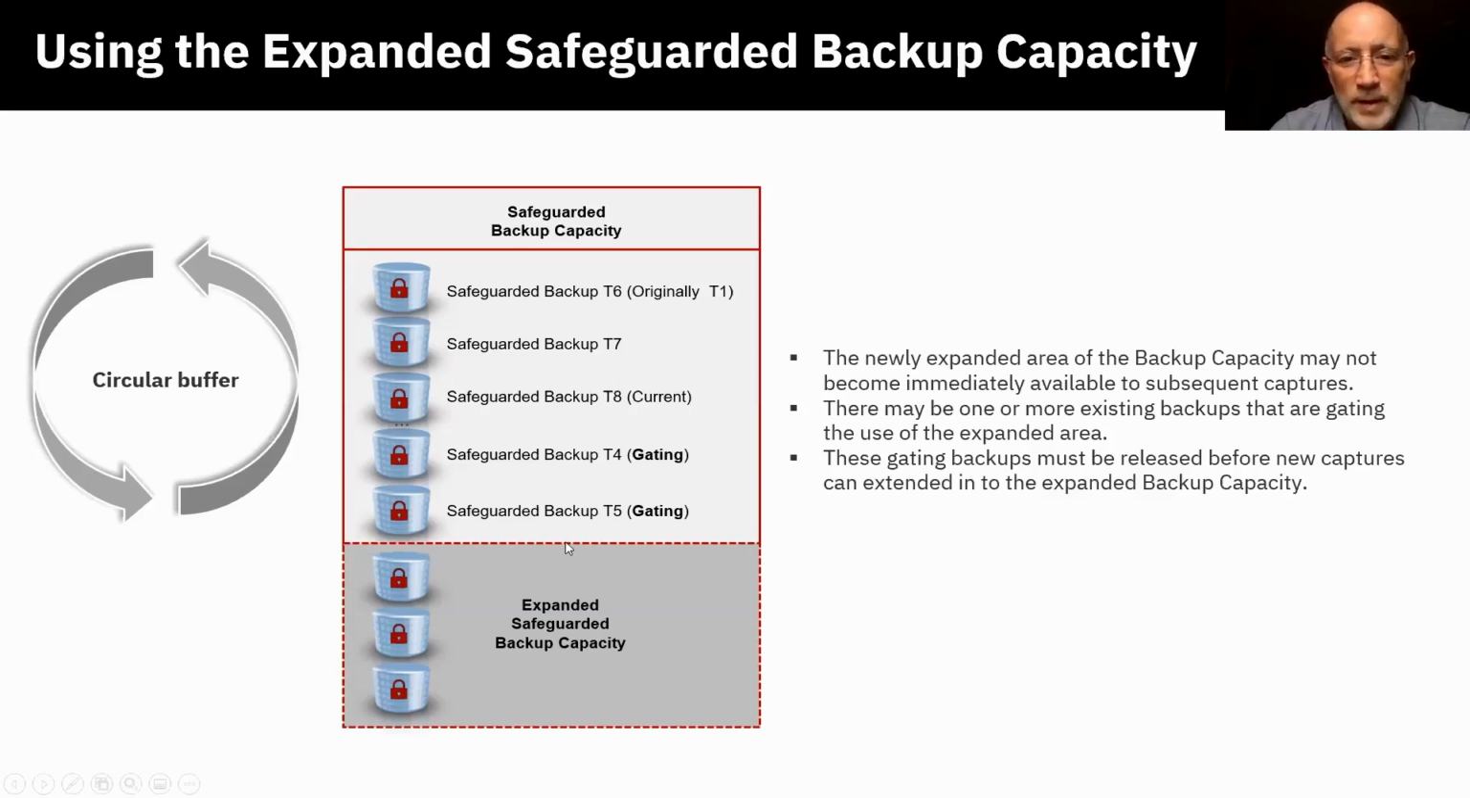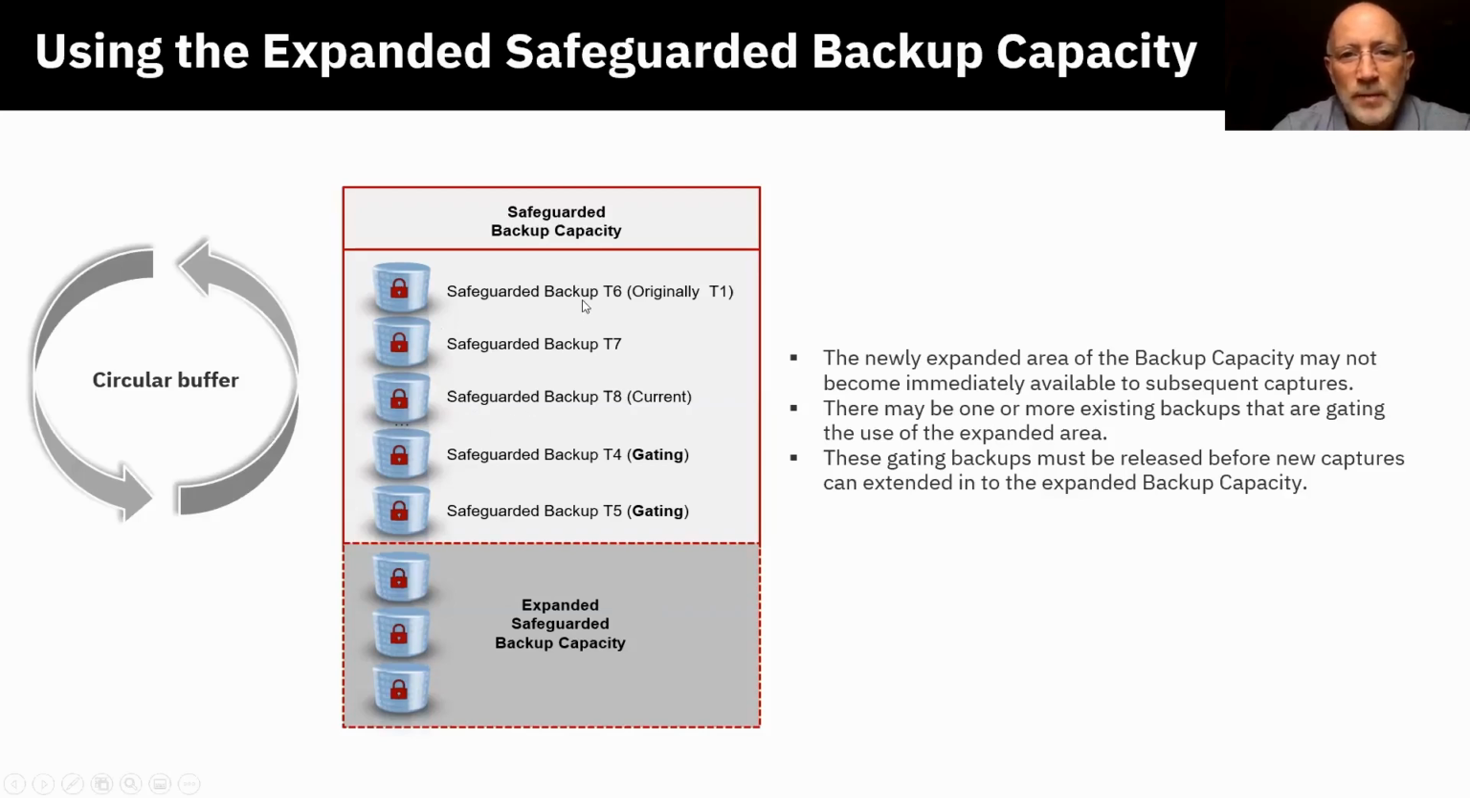When expanding it, we provision another theoretical area for the expanded backup capacity, but that doesn't immediately become available to the LCP capture process. It can only be extended into when any existing backup that gates the use of that expanded area has been released. In other words, it's expired and has now been released and therefore can be overwritten. Because this, as we see, is just the circular buffer.